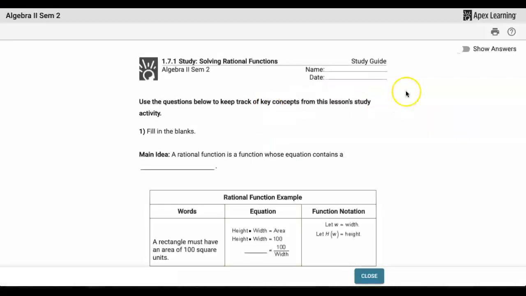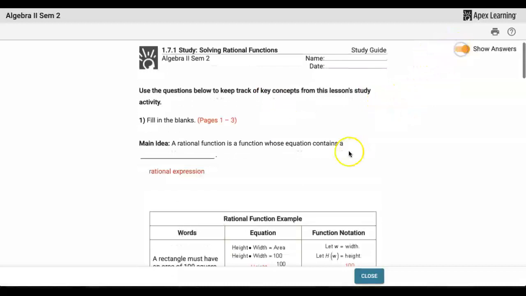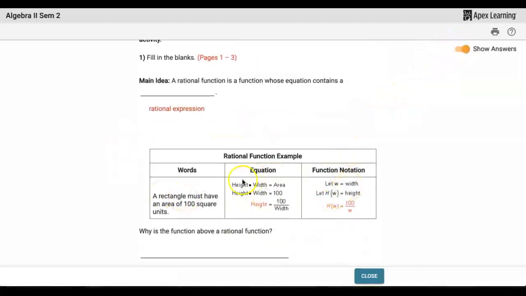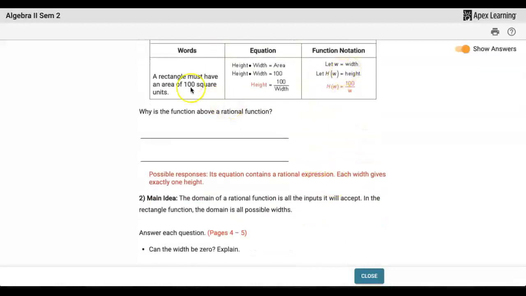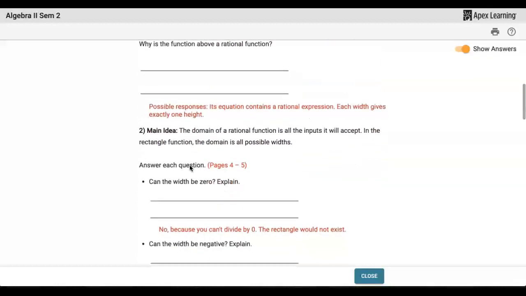Okay, so taking a look here at our study guide. All right, so again, basic definitions here. Understanding that we can take things from words. We can give ourselves an equation. And from an equation, we can make a function. We can make a function to fit multiple things, right? We can make a function from our words, or a word problem.